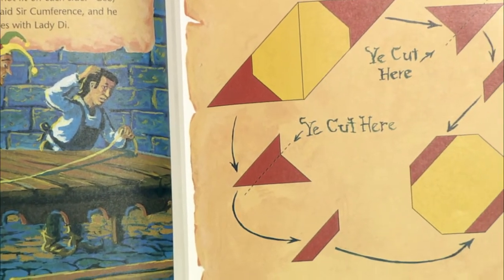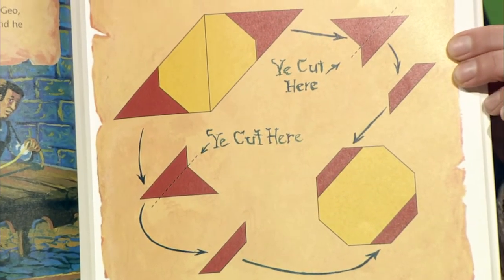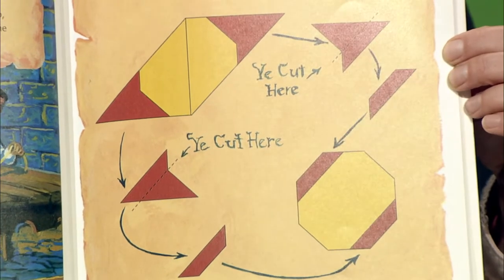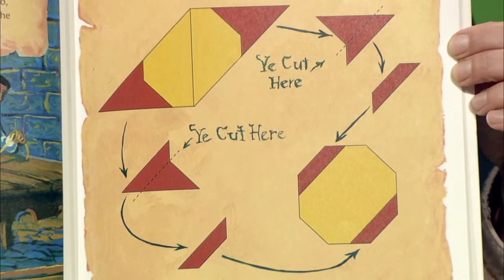Yes, said Lady Di, the triangles would be too small. So cut off the corners like this and make an octagon. Look, it will solve the problem.